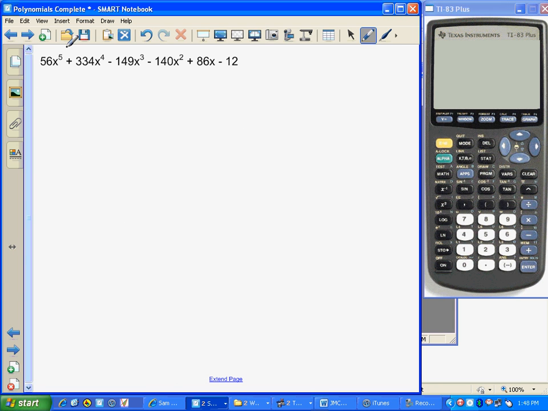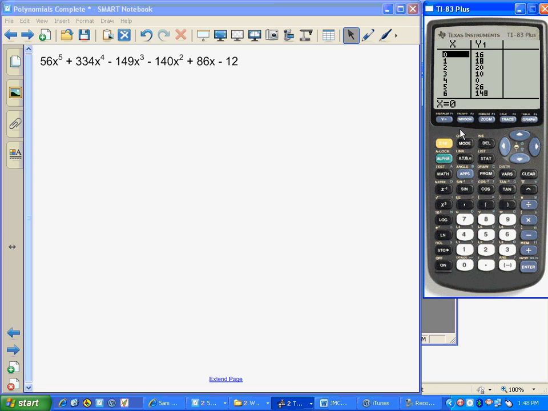Let's get one more. This one's going to have 5 roots. So again, we're going to graph it to start off. So at this point, you could pause, try to work through it yourself. It's going to be a long one. 56x to the 5th plus 334x to the fourth minus 149x to the third minus 140x squared plus 86x minus 12.